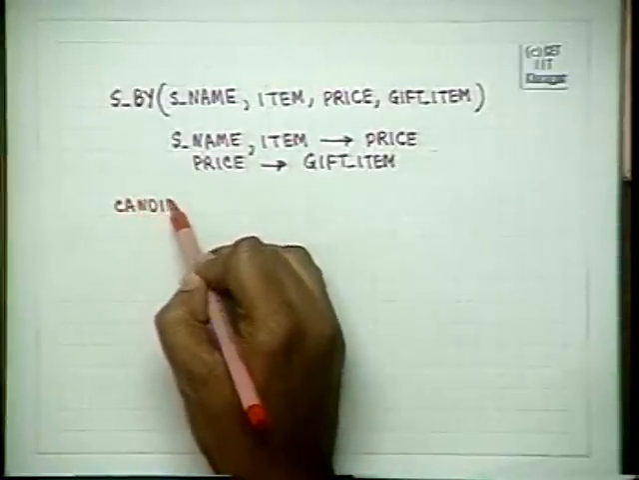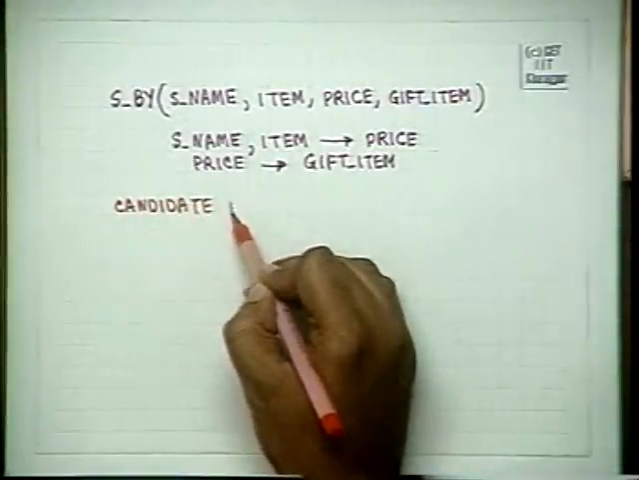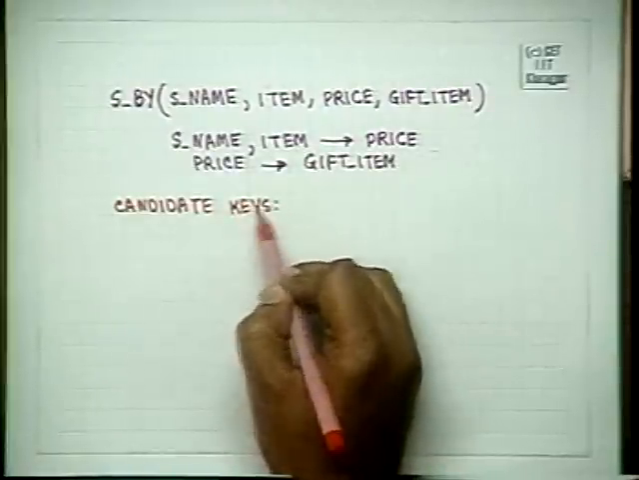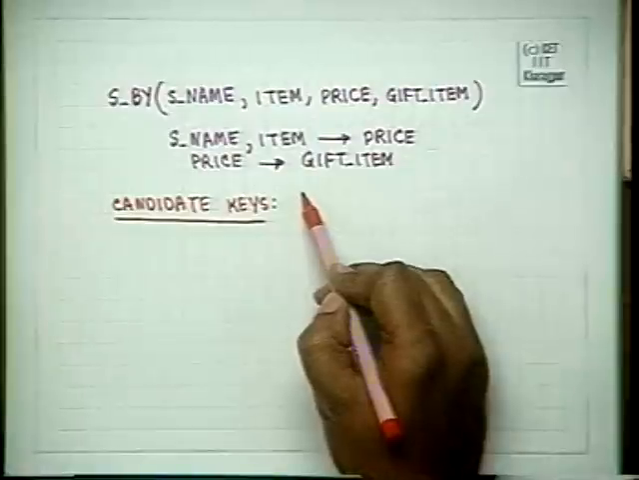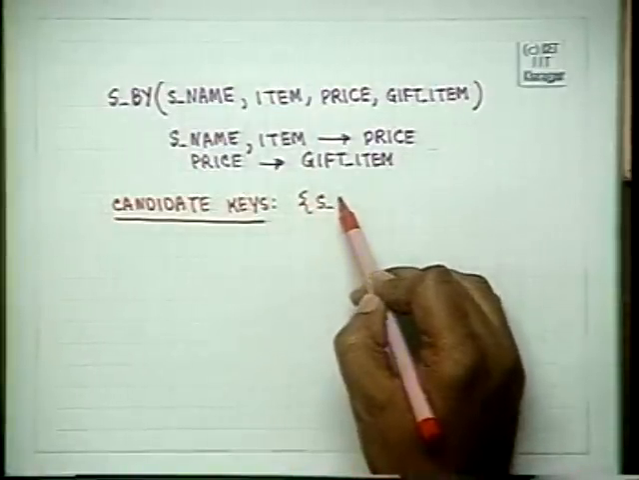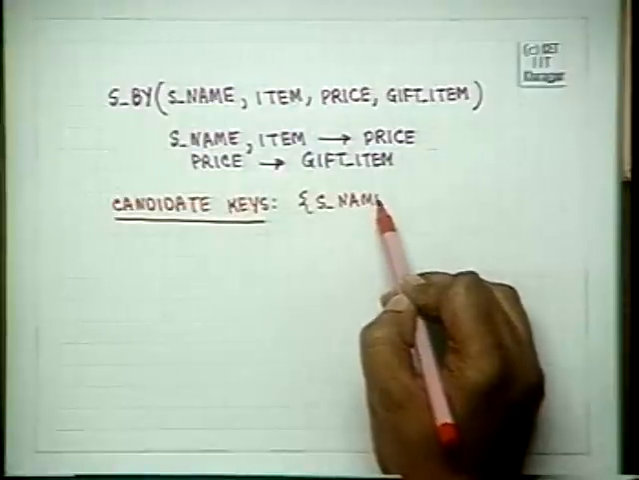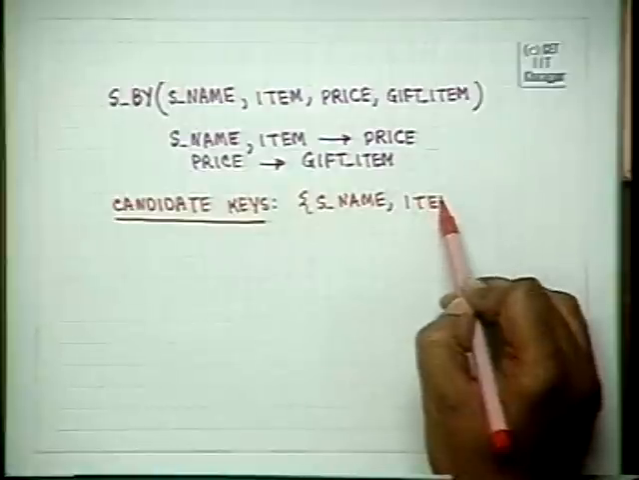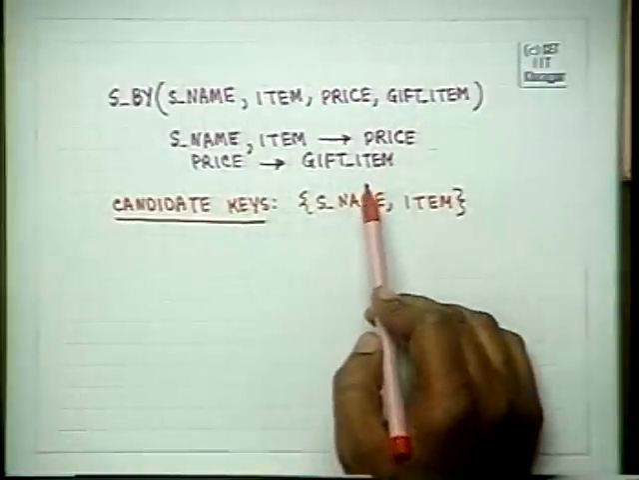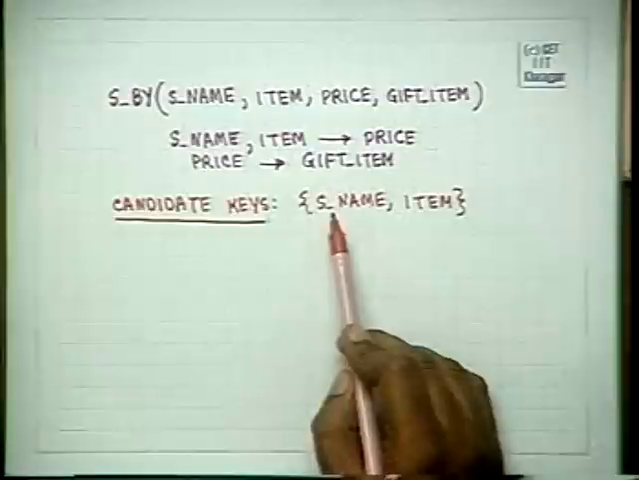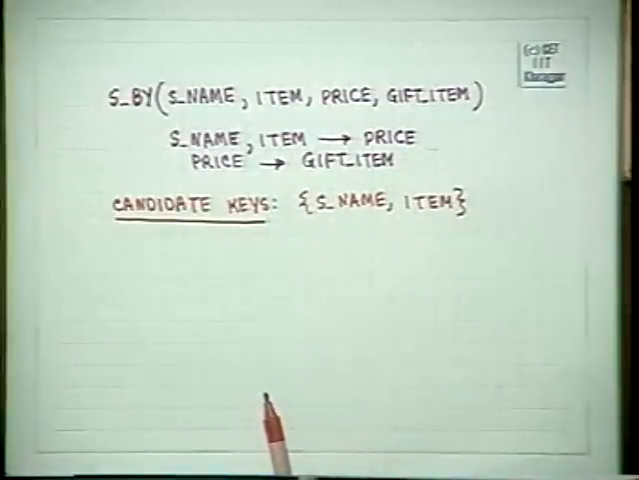Now let us see what the candidate keys are. The candidate key here is supplier name and item, because if you take the closure of this, you will get price and gift item. So supplier name and item is the only candidate key out here. There is no other candidate key.